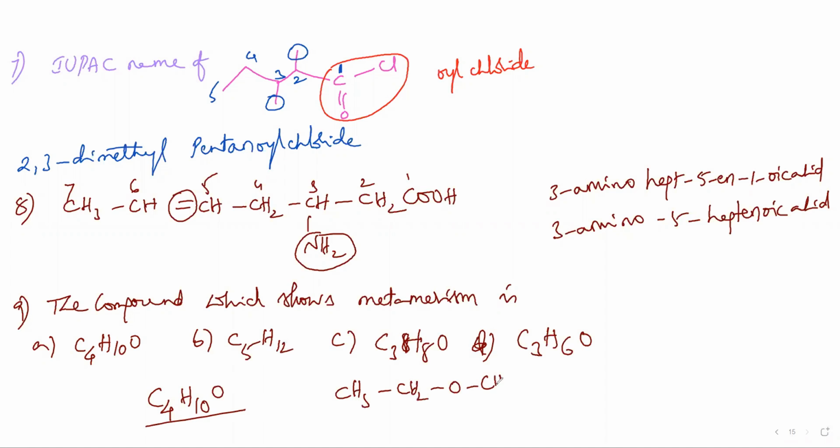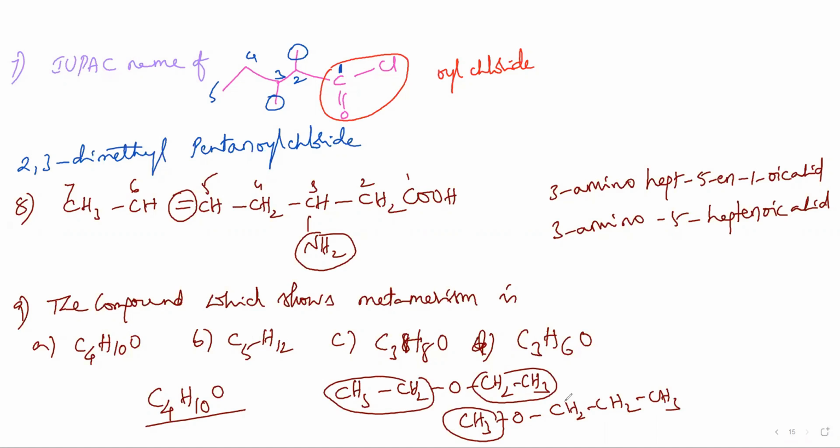CH3, CH2, O, CH2, CH3, or CH3, O, CH2, CH2, CH3. So this is ethyl, ethyl. This is methyl, propyl. So there is a change in attachment of alkyl groups to the same functional group. So these two are called metamers. So the first molecular formula itself exhibits metamerism. Done.